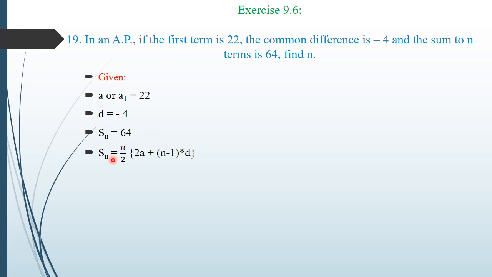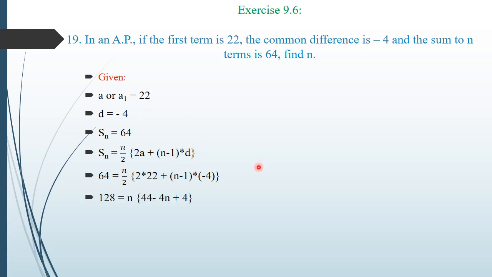So applying this formula, Sn equal to n by 2 into (2a plus (n minus 1) into d). I know the first term a, the common difference d, and the Sn value, but I do not know n. So we'll solve for n using this equation. Substituting all the given values, in place of Sn I'll put 64, and n by 2 I will keep as it is. 2 also I'll keep as it is. In place of a, I'll substitute 22, plus (n minus 1) I'll keep as it is. In place of d, I'll substitute minus 4.